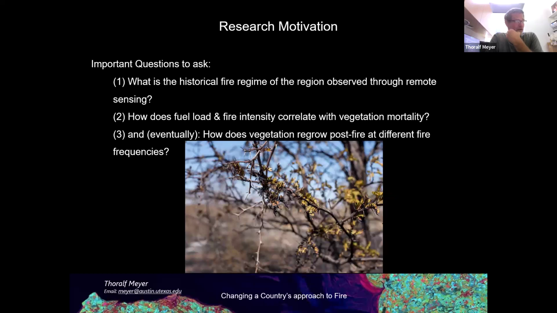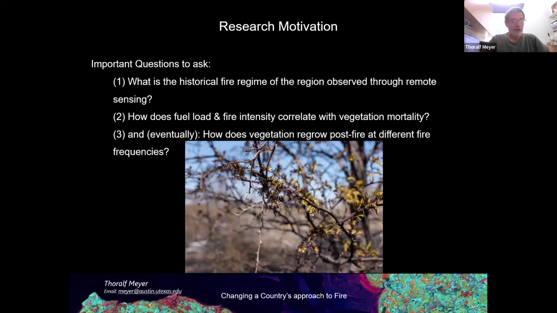And we wanted to also look at how vegetation mortality relates to fuel load. So how much fuel load do I need to kill a tree, in other words? And then eventually we looked into, if that tree or the vegetation is destroyed, how does it regrow? Does it regrow exactly the same as it was before, or does it change the composition of tree species? Does it shape the morphology, the looks of a tree, or what does it do? Nobody knew anything about that.